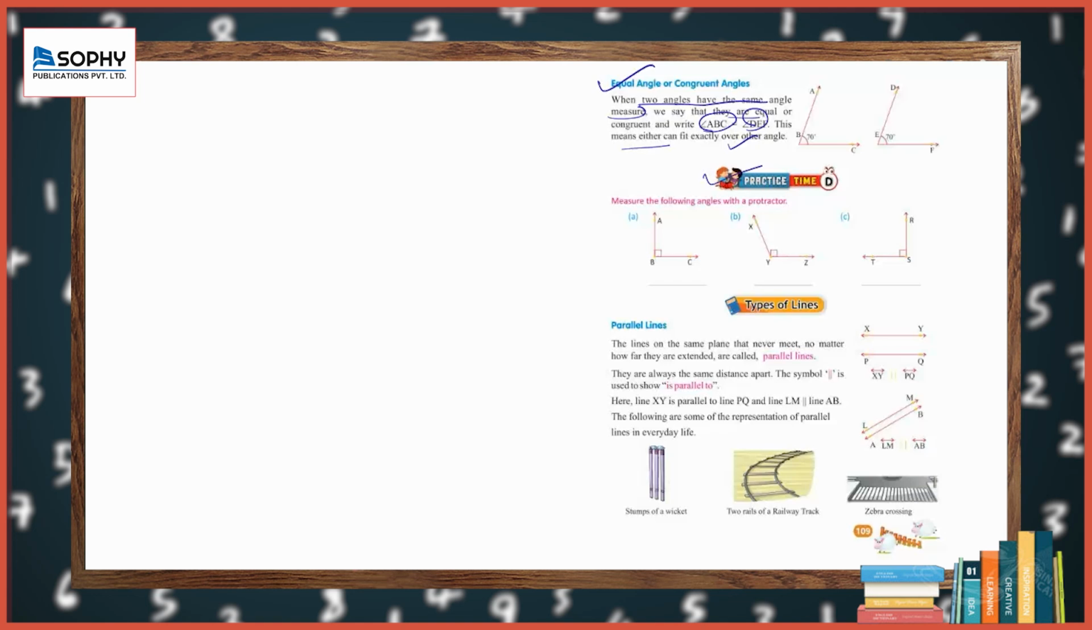Practice time D, students, you have to measure the angles with the protractor. First one is very good, students, 90 degree. That's how you have to solve it.